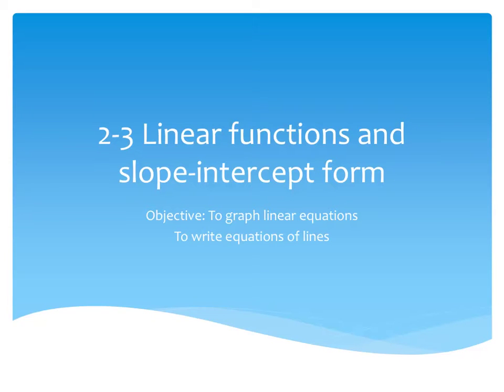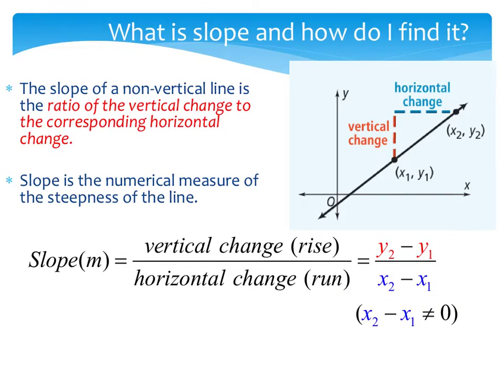We're going to take a look at linear functions and specifically slope-intercept form. The slope of a non-vertical line is the ratio of the vertical change over the corresponding horizontal change. So that's the change in the y values over the change in the x values, and that's where we get y2 minus y1 over x2 minus x1. It's telling me the rate of change of my line. How fast are the y values changing with respect to the x values?